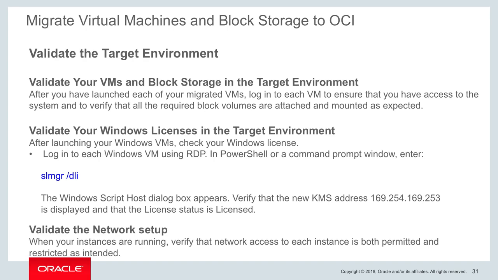The Windows script host dialog box appears. Verify that the new KMS address 169.254.169.253 is displayed and that the license status is licensed. You should then validate the network setup, confirm that the instances are running, and verify that network access to each instance is both permitted and restricted as intended.